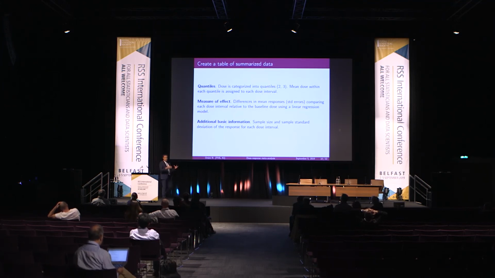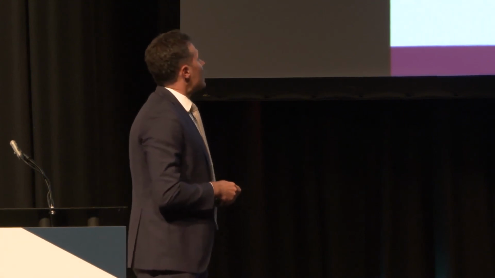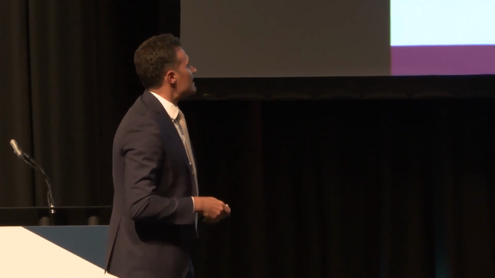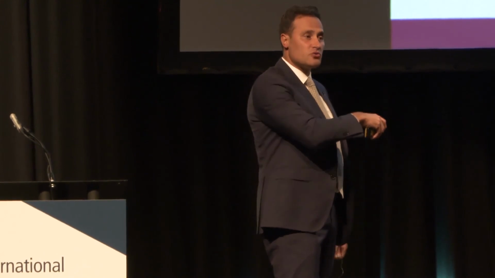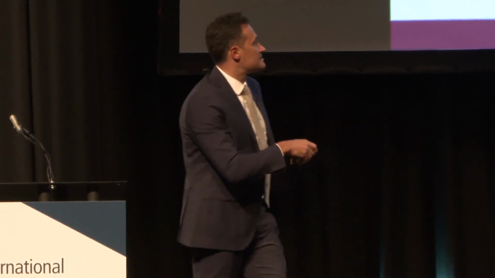So I generate the individual data according to those mechanisms, and then I categorize those using quantiles, two or three, so using the median or tertiles. Then I create these tables of summarized data with the mean response, differences in mean, and mean dose within each quantile. I put aside the differences in mean, the standard errors, and then sample size and sample standard deviation. That's the basic information that I need to reconstruct the covariance. That's it.